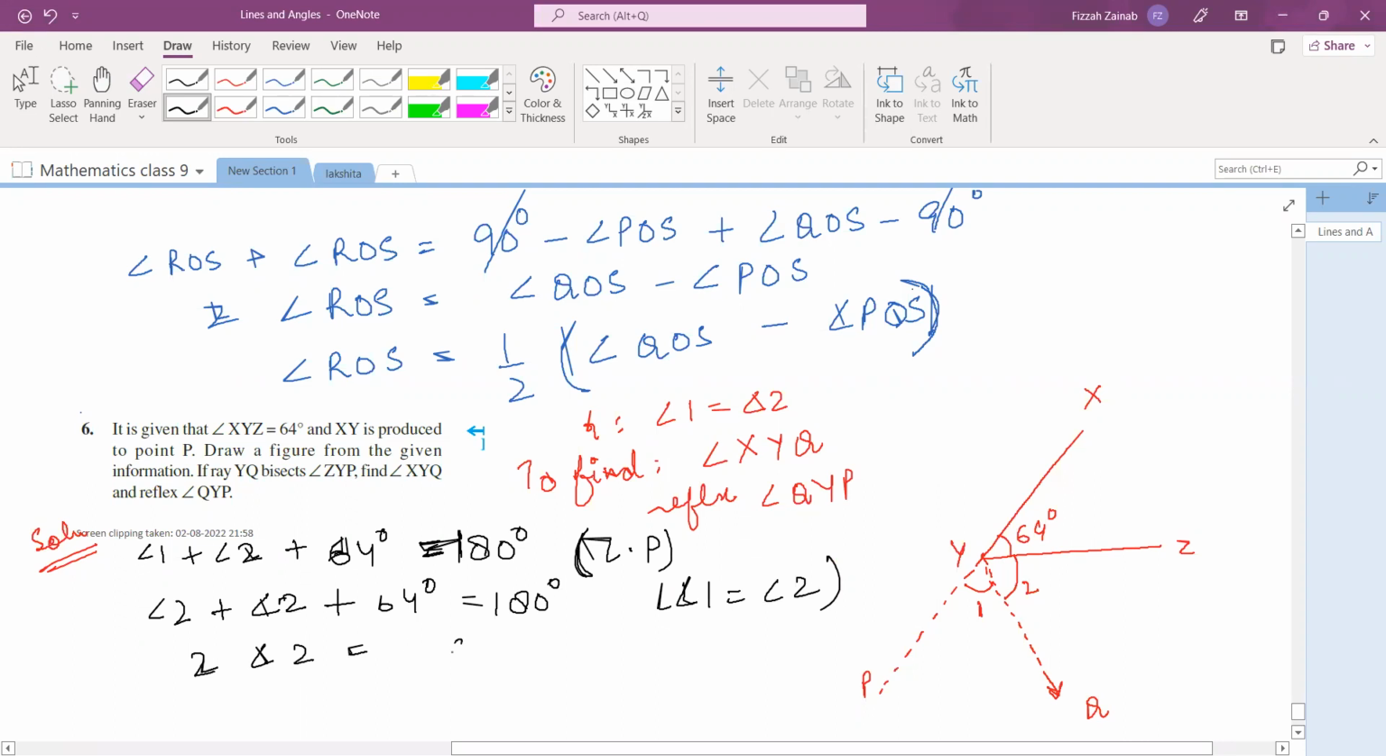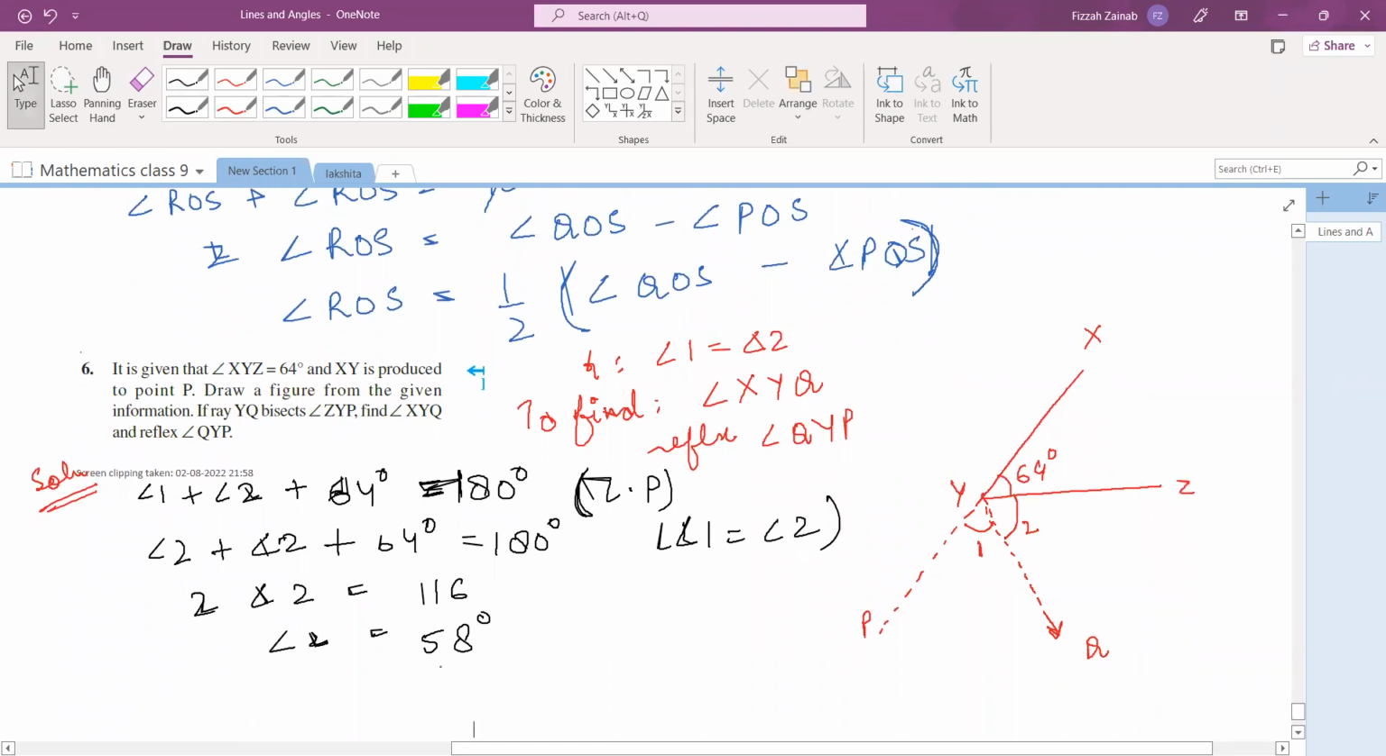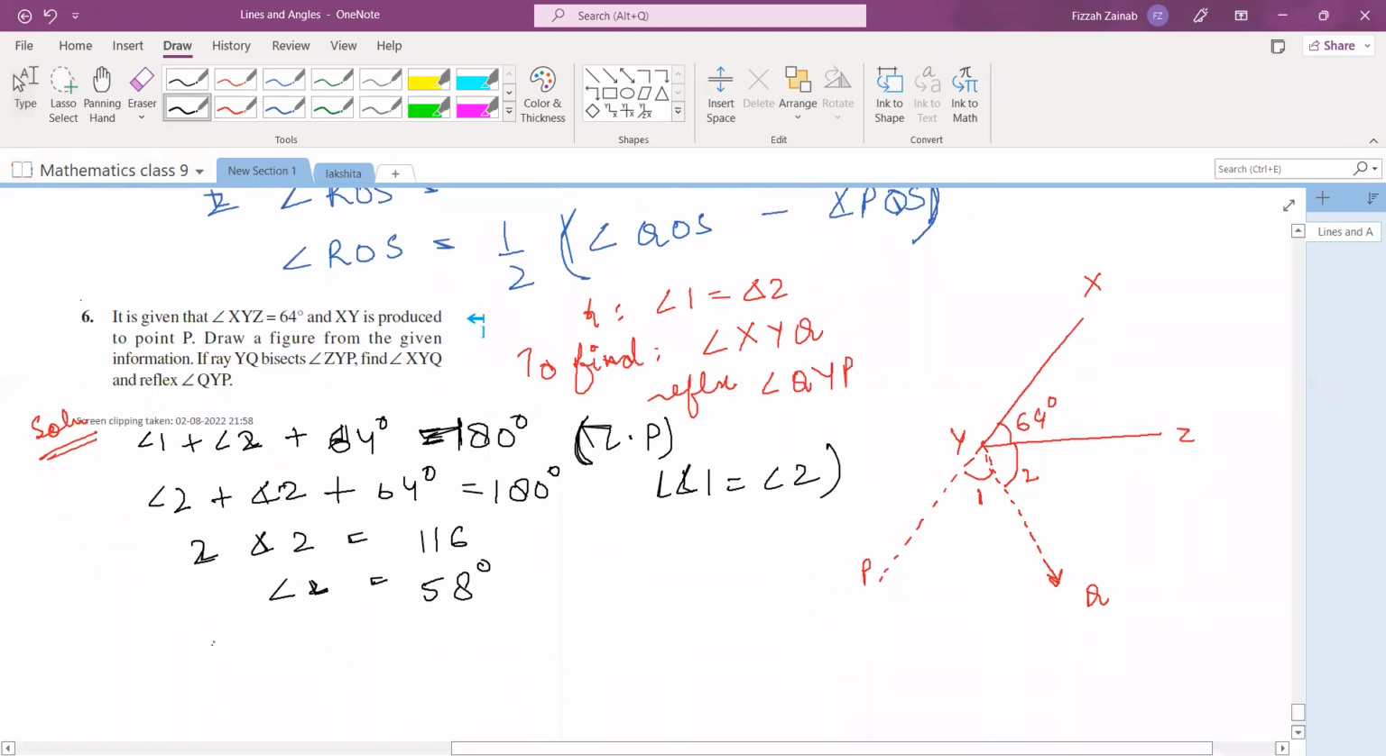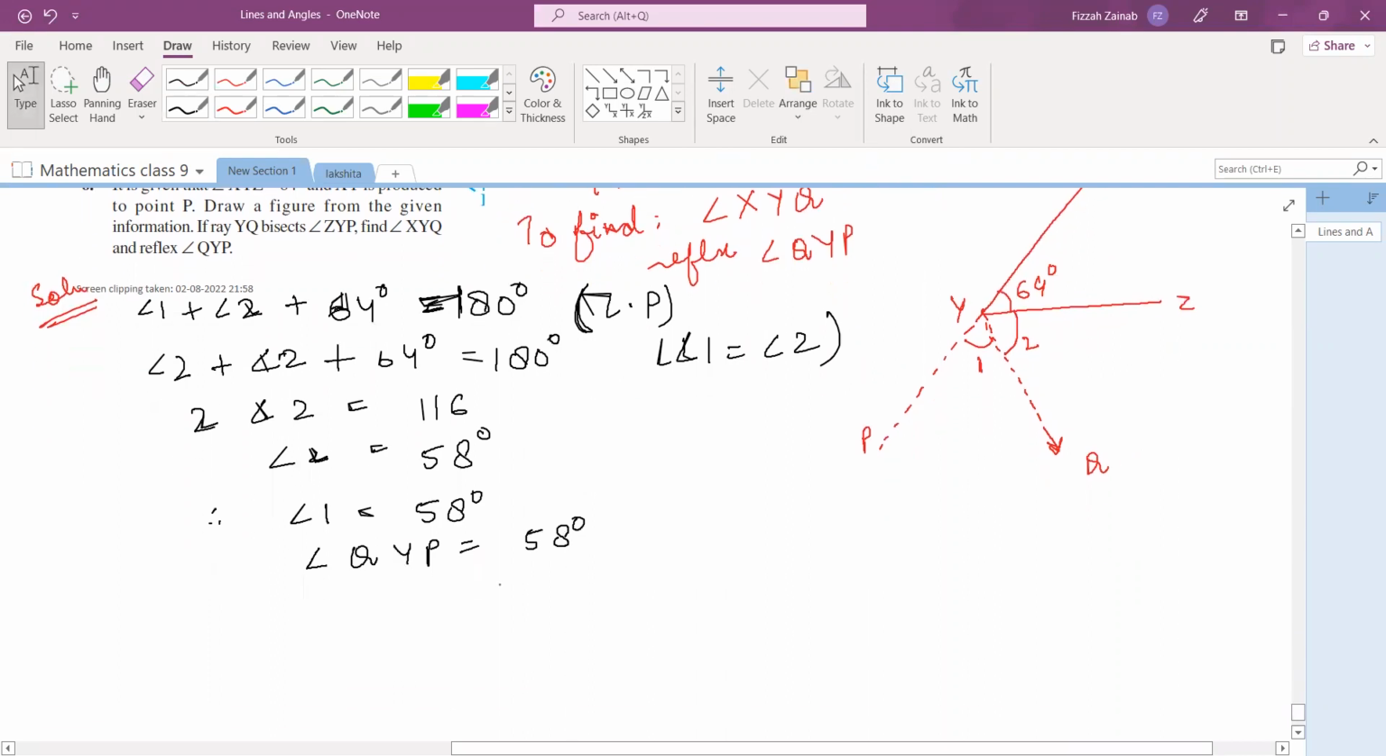Okay, 10 minus 4 is 6, then 7 minus 6 is 1, so 116. Then your angle 2 becomes 116 divided by 2. That means 58 degree, right? So I have got angle 2 is 58. That means angle 1 is also 58 because they are equal. Therefore, angle 1 is also 58 degree. What is the name of angle 1? Angle QYP is 58, right?